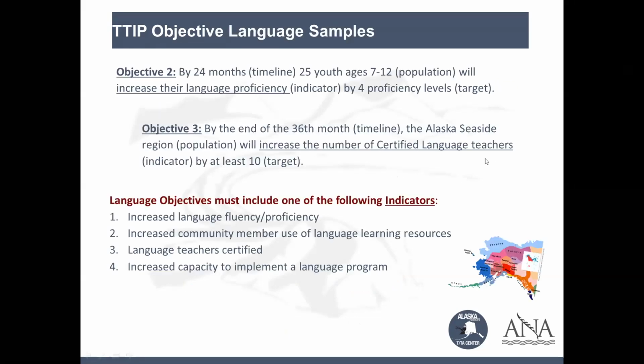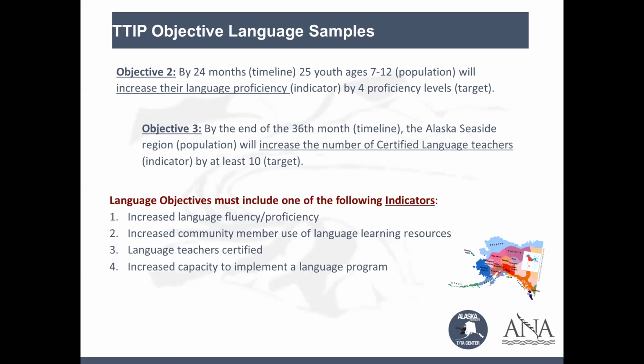Let's look at some examples. Here's some language examples. Objective 2, by 24 months, that's the timeline, 25 youth ages 7 to 12, that's our population, will increase their language proficiency, that is the indicator, by 4 proficiency levels. That is our target.